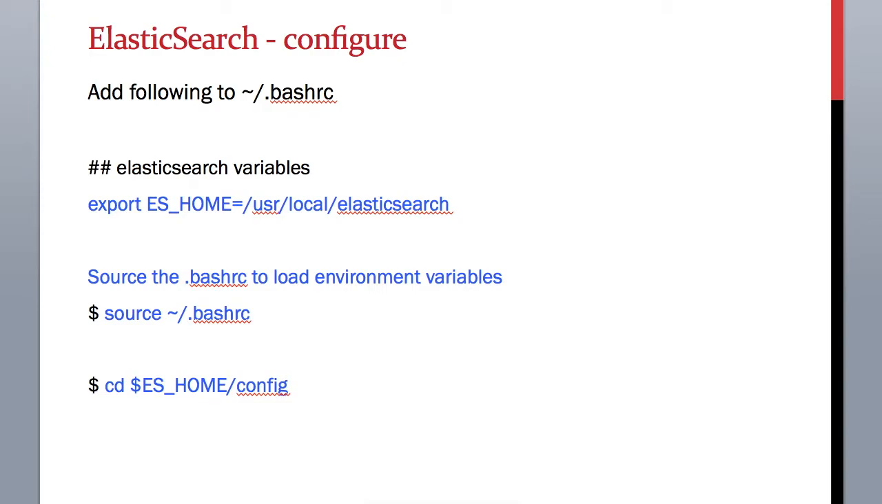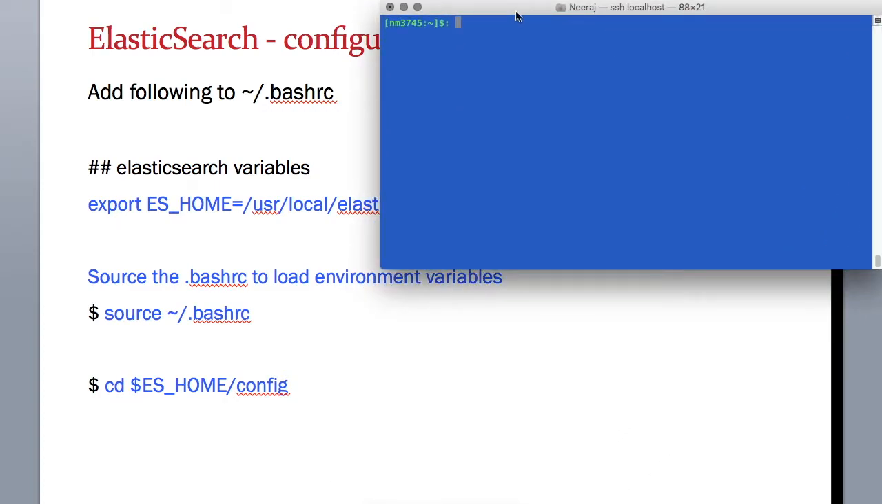Okay, so in the last lesson we installed Elasticsearch on our machine. Now it's time to configure it. As we did for Hadoop, we need to define some environment variables for Elasticsearch, and we define those in the .bashrc file or .bash_profile file. So let's open that file.